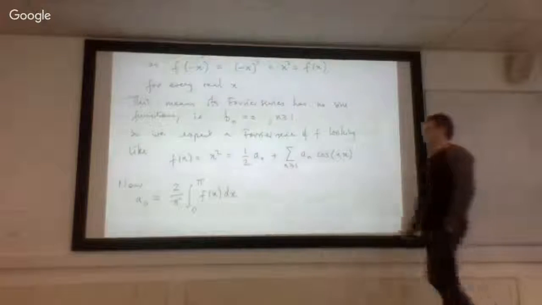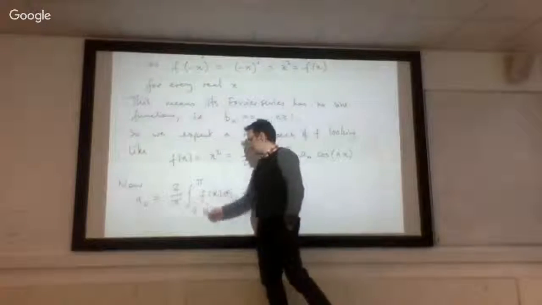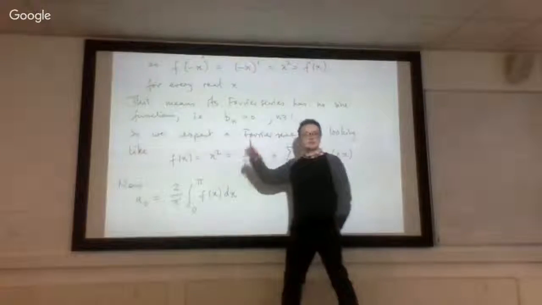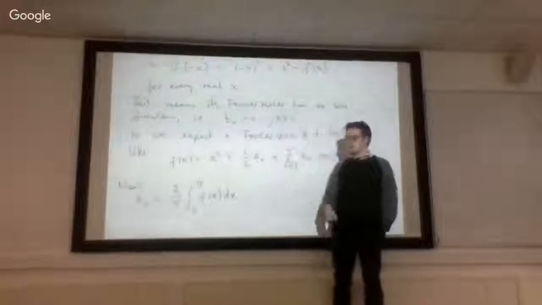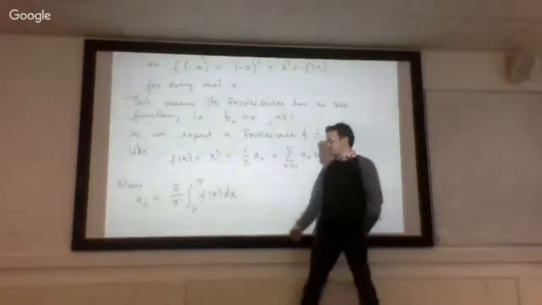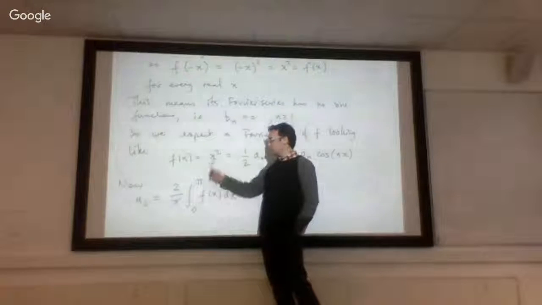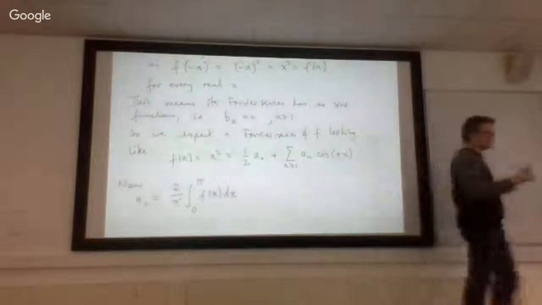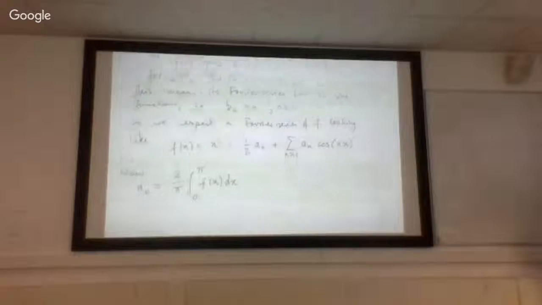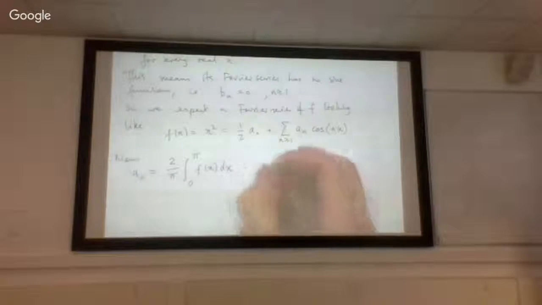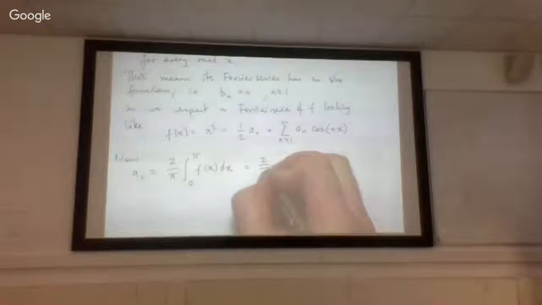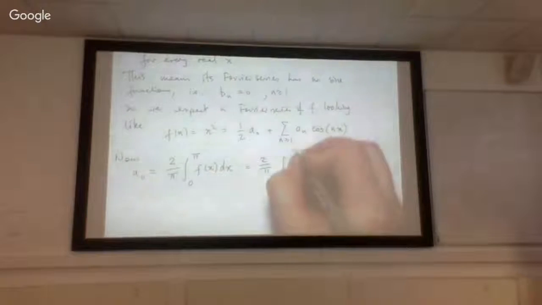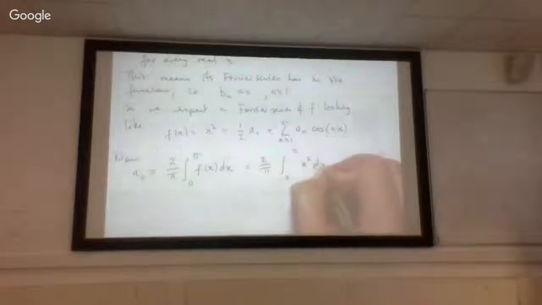Normally, the integral you expect to see here is 1 over pi times the integral from minus pi to pi. But because f is an even function, we know that the integral over the whole interval minus pi to pi will just be twice this one, 2 times the integral over the positive half of the domain. So this is 2 over pi times the integral of f, the function x squared dx.